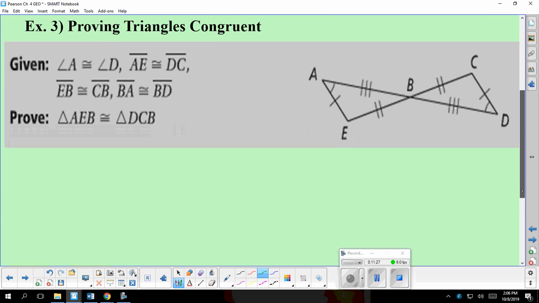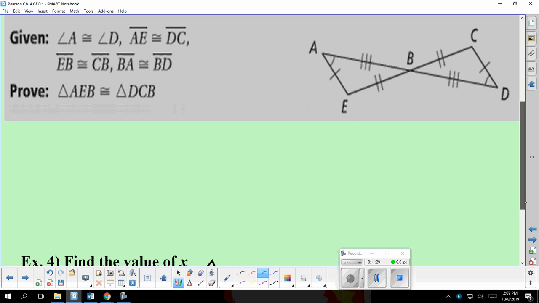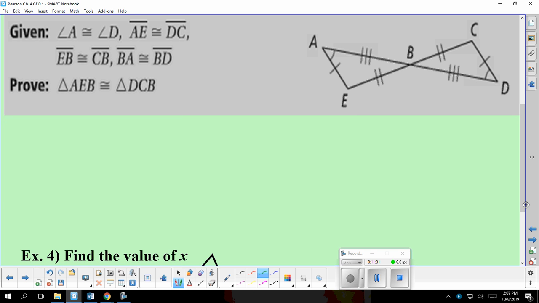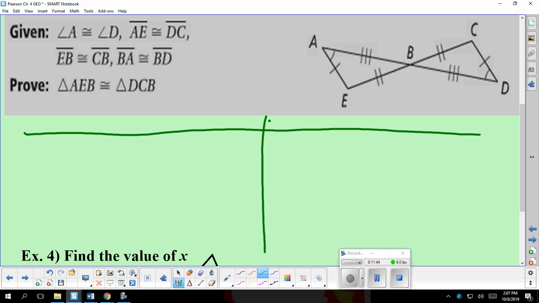And we'll do it in a two-column manner. Proving these two triangles congruent: AEB is congruent to DCB. Look at all the stuff we're given. So let's go ahead and get started here. Statement, reason.